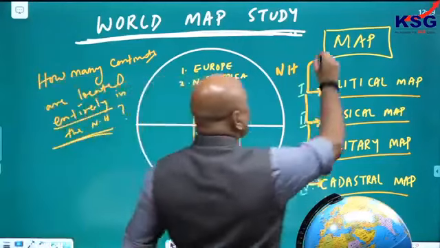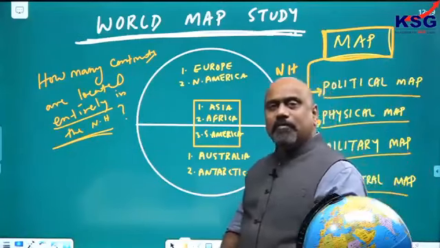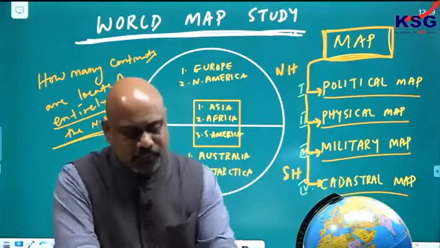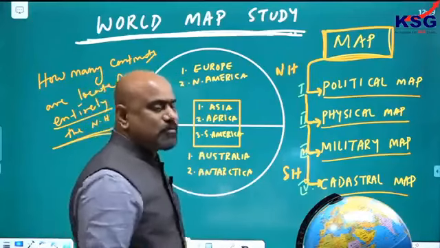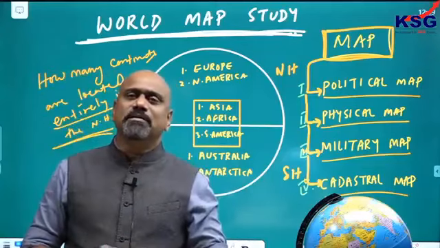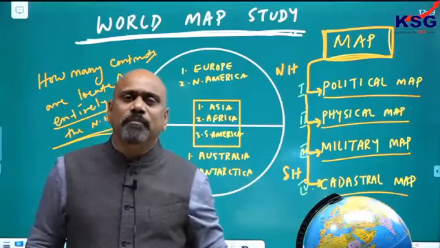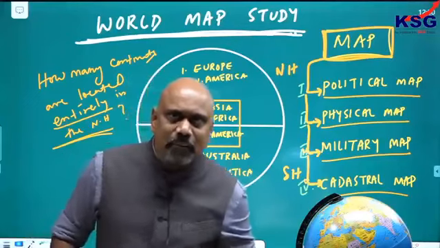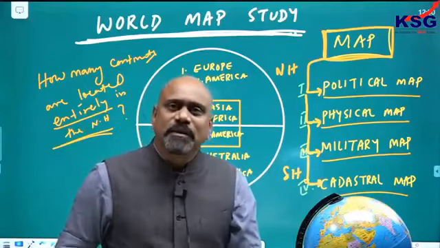Political map is very common, you are always using this type of map. Its utilization is more. Physical map shows the relief features of a region. Mountain, plateau, plain, all these things are shown. River valleys are shown in the physical map, physical characteristics. Climatic map is a physical map. Soil map is a physical map. Relief features map is a physical map. Ocean bottom relief feature map is a physical map.